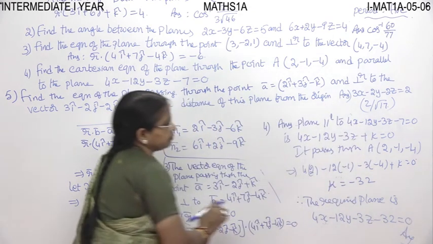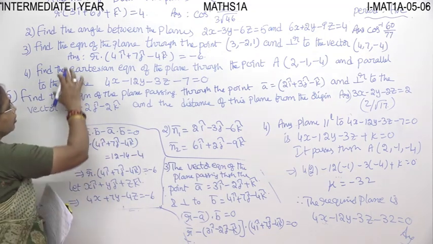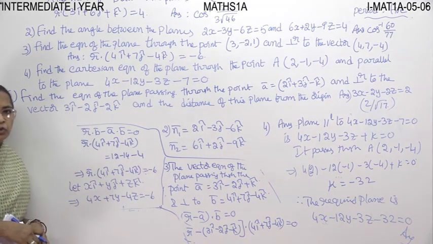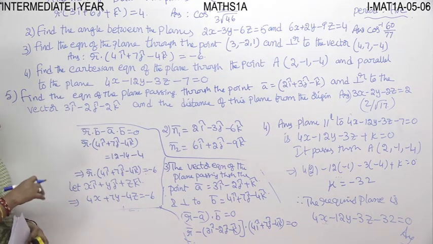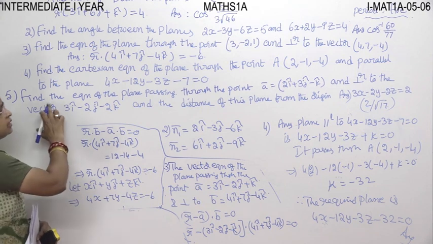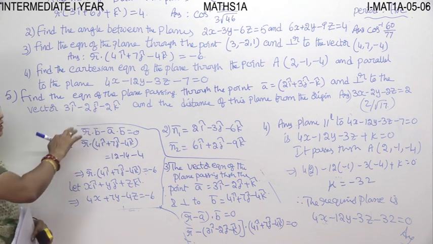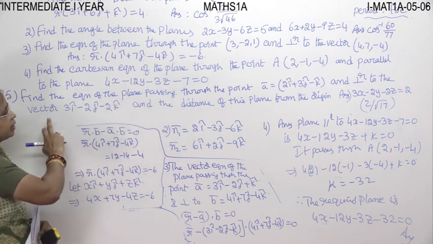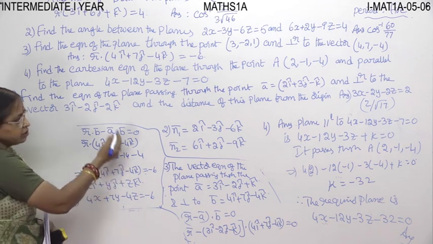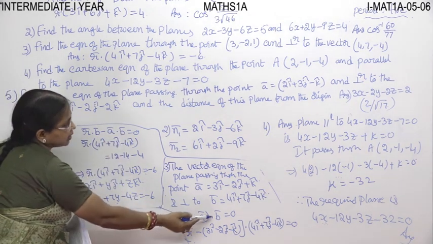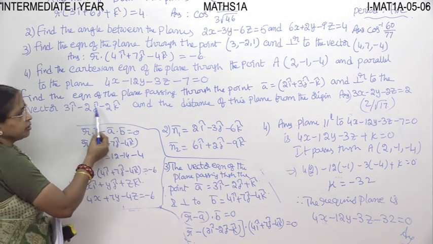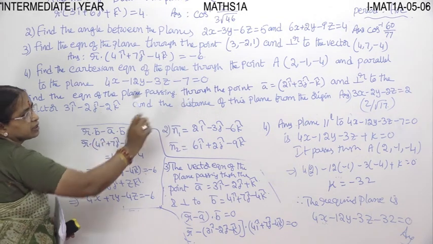So like this we do the problem. All these are very important questions for 2 marks. Now this problem is direct. Find the equation of the plane passing through that point and perpendicular to this vector. So what is the equation? (r minus a) dot b is equal to 0. This is your b, and that point is a.